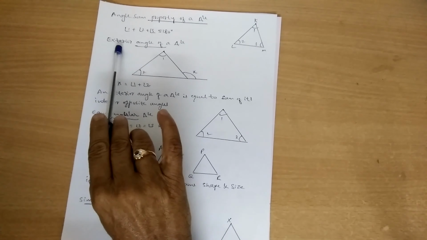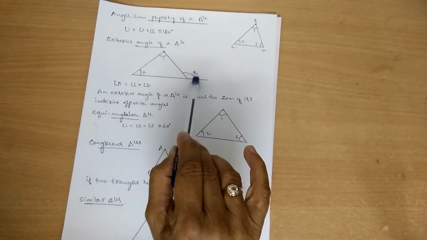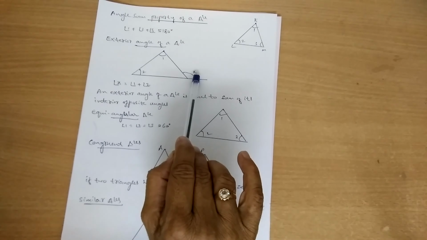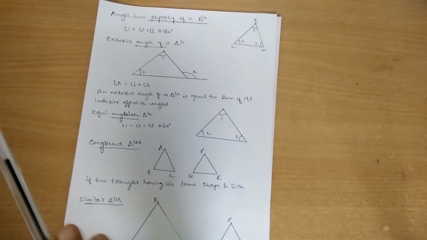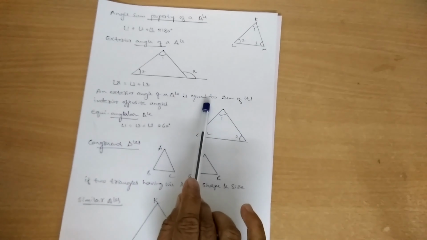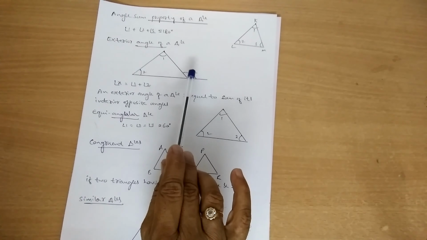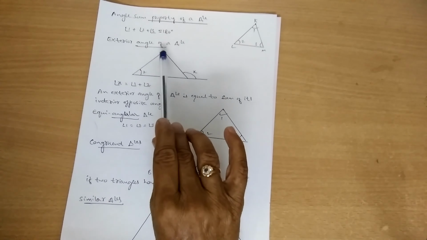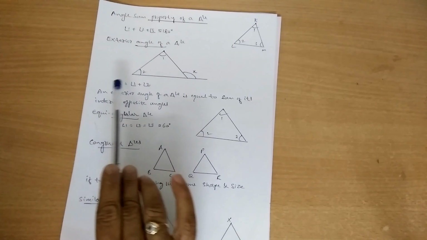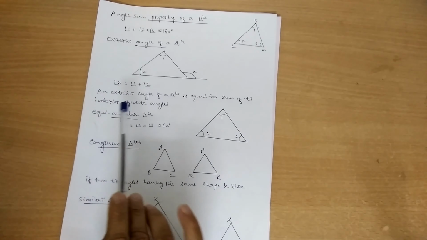And one more property is there, the exterior angle of a triangle. This is a triangle, and x is an exterior angle to this given triangle. The property says angle x equals the sum of angle 1 plus angle 2. The exterior angle of a triangle is equal to the sum of its interior opposite angles. Here x is an exterior angle, so the interior opposite angles are 1 and 2. When you add angles 1 and 2, this is exactly equal to angle x. That is, the exterior angle of a triangle is equal to the sum of its opposite interior angles.